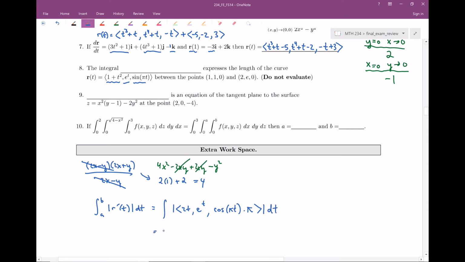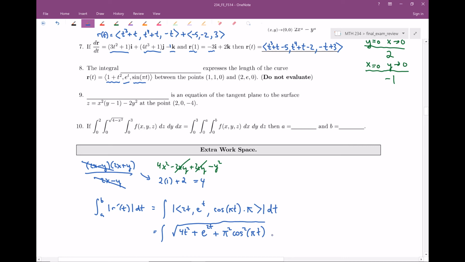Now let's go ahead and do the magnitude of this. So the magnitude is going to be the square root of 4t squared plus (e to the t) squared. That's the same thing as e to the 2t, plus, if I square the third one, I could write it as pi squared cosine squared of pi t. So I square each thing here, add them all together, and that's what's inside of my integral.